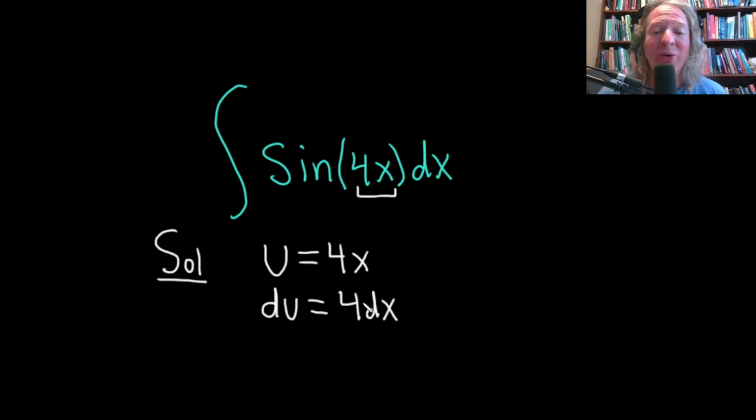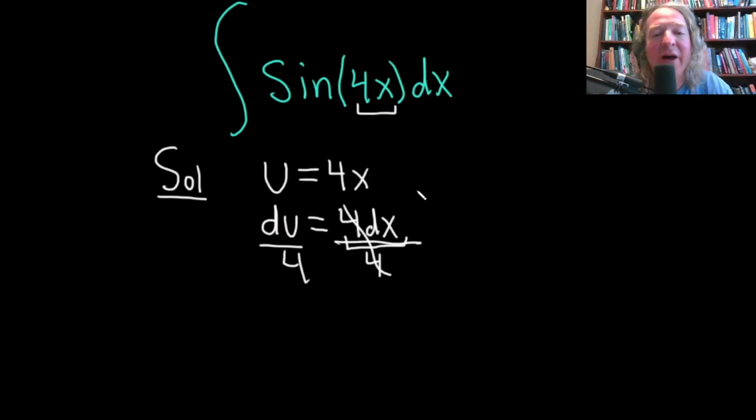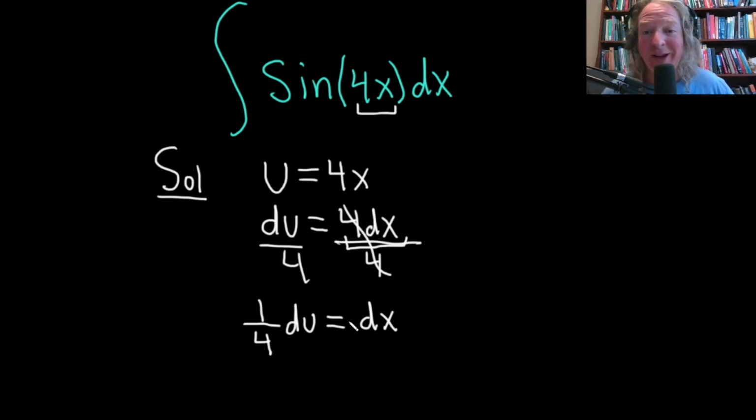Okay, so now the goal is to make this look like what's up here. You'll notice that here we have a 4dx. There is no 4 here, right? So what we'll do is we will divide this by 4 so that we can make this look like what's up here. So we have du over 4. We can write that as 1 over 4 du, and that's equal to dx, just like that. All right, now it's perfect, right? Now it matches. So we're good because we have a dx and we know that's 1/4 du.